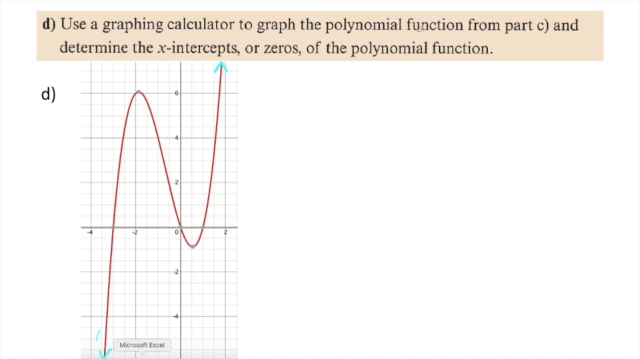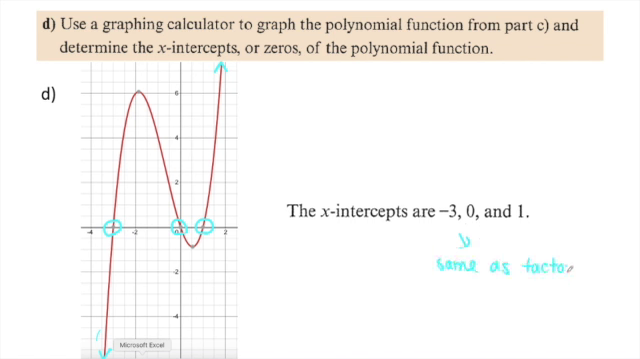Using the graphing calculator, graph the polynomial function from part C. Determine your x-intercepts or zeros of the polynomial function. So same thing, we factored that equation. We came up with our x-intercepts or our zeros or our x's. Okay, by looking at this graph here, you can see that you have an x-intercept at negative 3, at 0, and at 1. These are the same as factoring. Okay, so you are able to see that you can come up with the x-intercepts or zeros of that polynomial function also by looking at a graph.